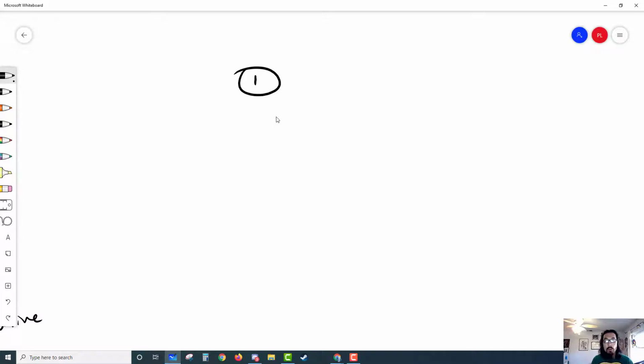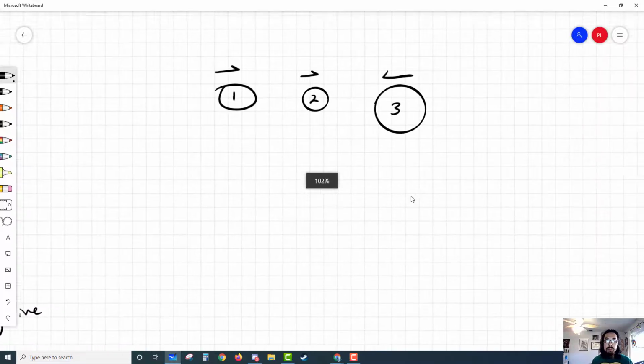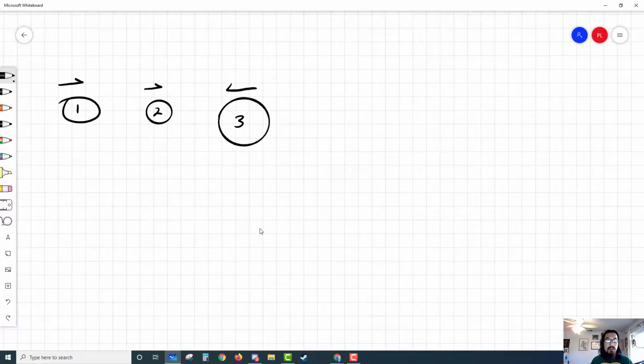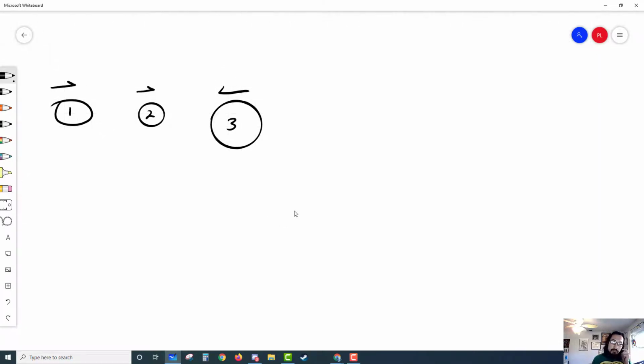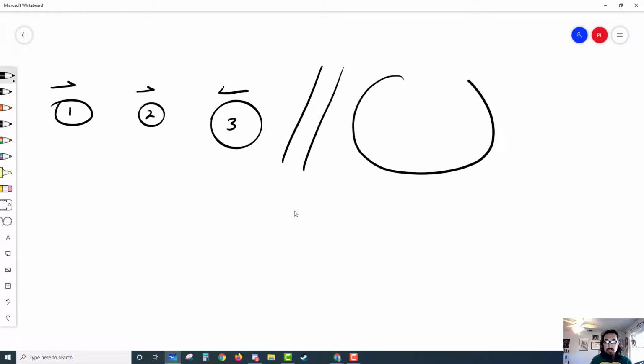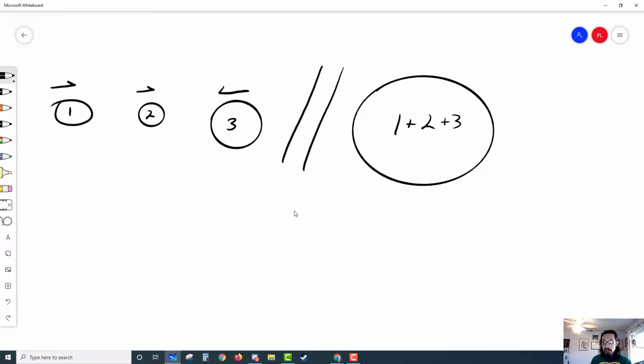We have object 1, and object 1 is moving to the right, and we have object 2. Object 2 is also moving to the right, and then we have this massive object 3. Object 3 is moving to the left. Okay, so here we have a 3-object system, and let's say they all collide and create this giant blob, right? This is objects 1, 2, and 3, and let's say it's moving to the right.